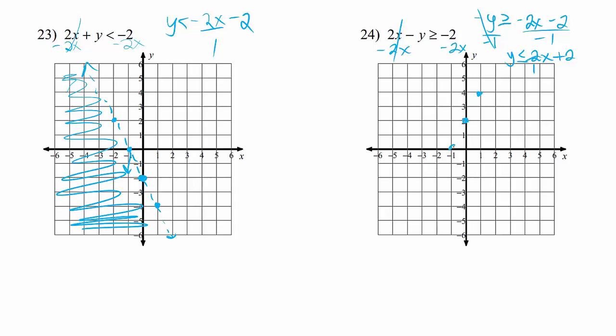This is a solid line. We want to shade less than, which is below. This side.